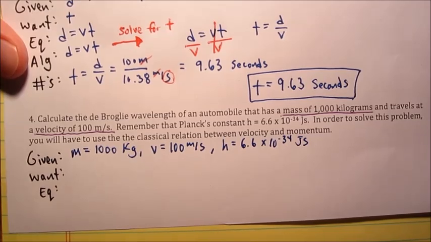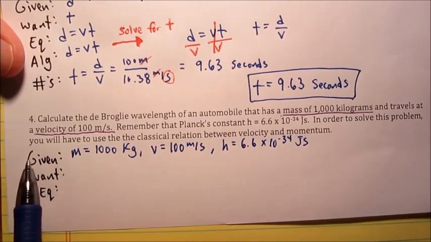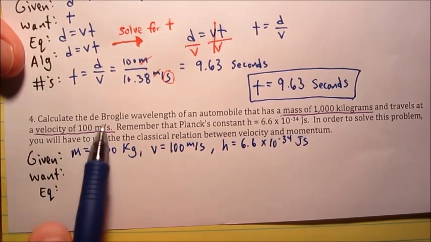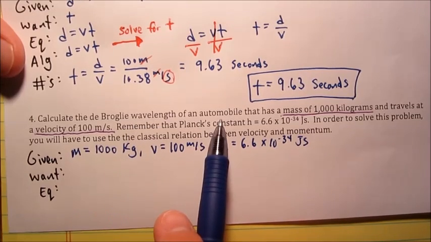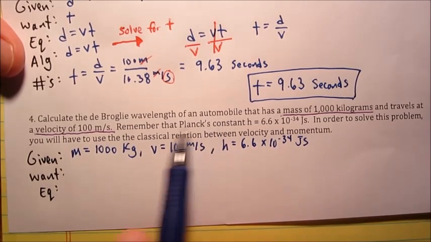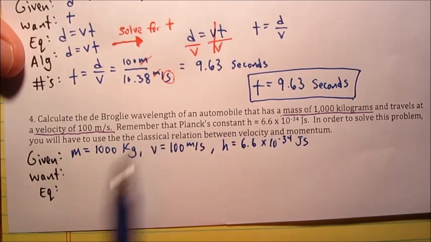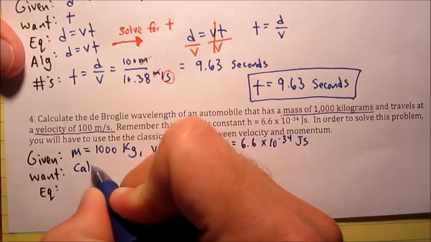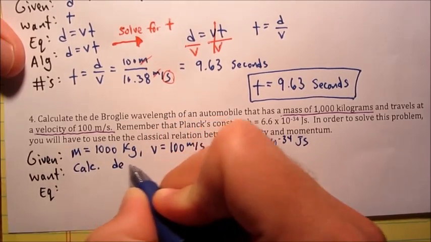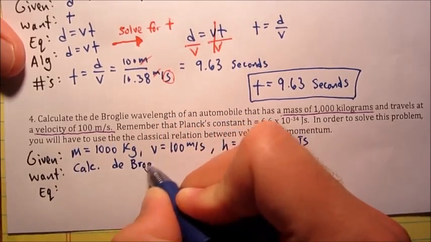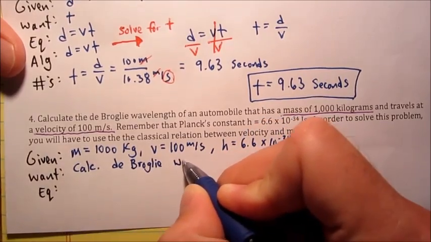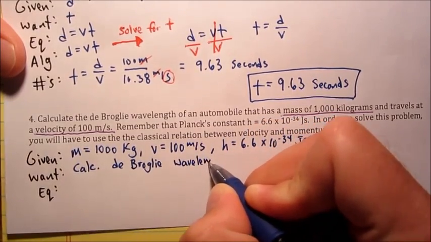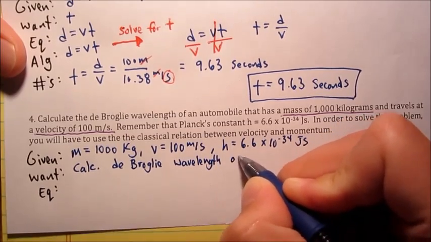And then we have to figure out what they want. Well, from our other problems, whenever they said calculate before, they'd say calculate distance or calculate time. That's what they want. So in this case, they're saying calculate the de Broglie wavelength of an automobile. You might not know what symbol that is or what they're talking about, but we know what it is they want, so let's just write it down. They want us to calculate the de Broglie wavelength of an automobile.